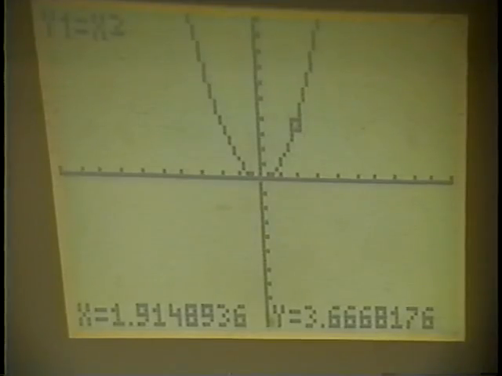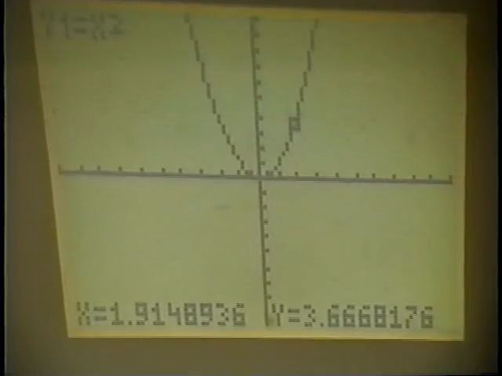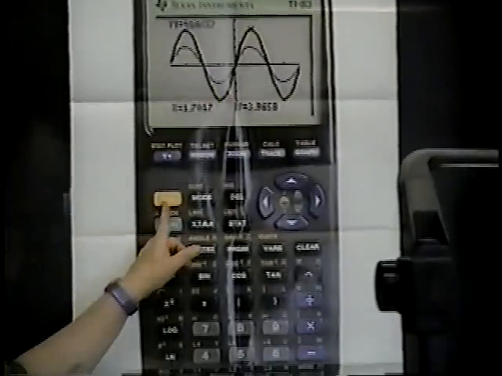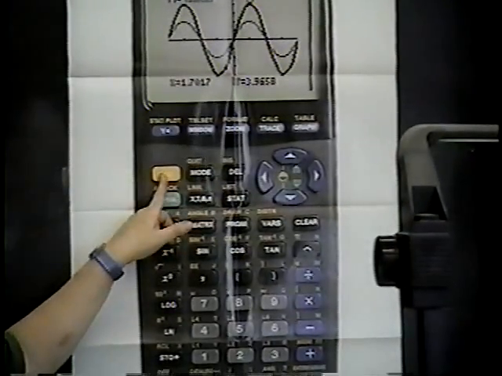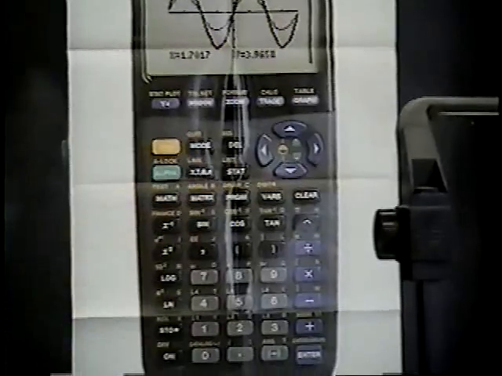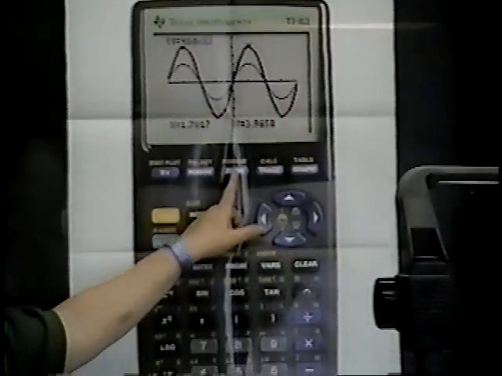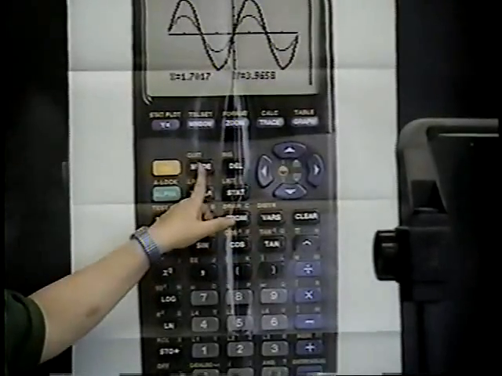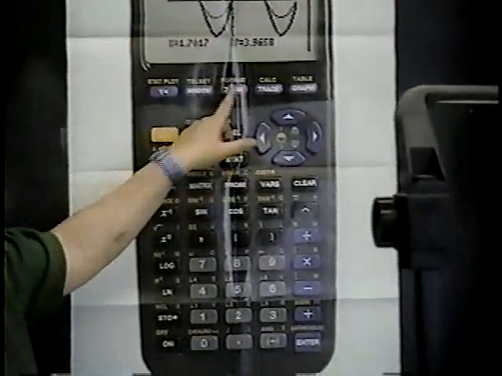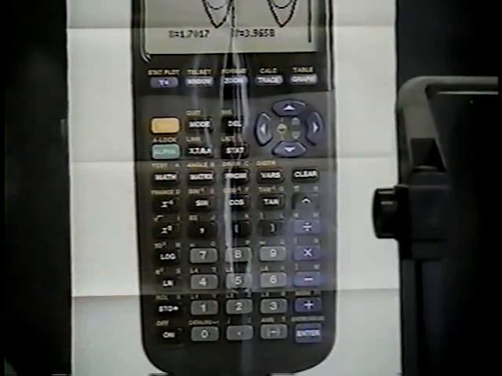Now, if I want to go back to my home screen, I will hit quit. So second, and then the mode button, second and quit. And that puts me back to my home screen. The home screen has the flashing cursor. Now, there are two other buttons I want to explain right now. We have a format button and a mode button. Okay, mode and format. If I hit mode, it shows you the settings on the calculator.